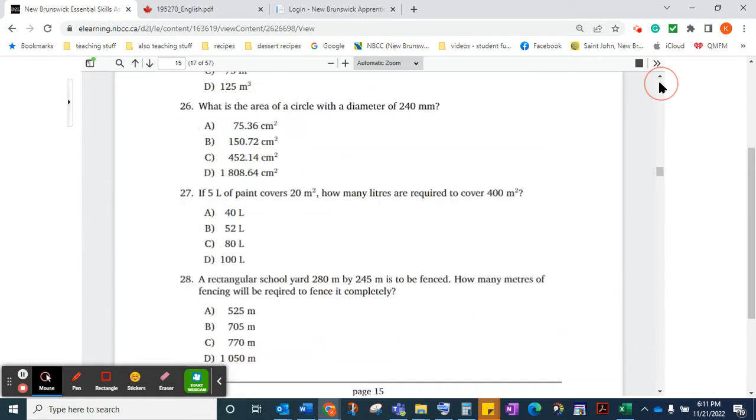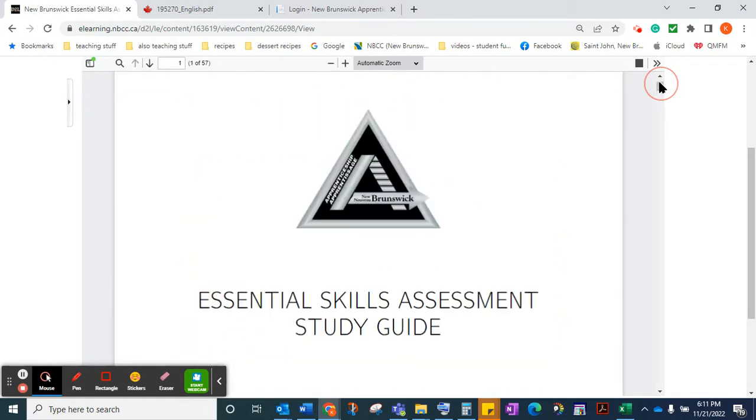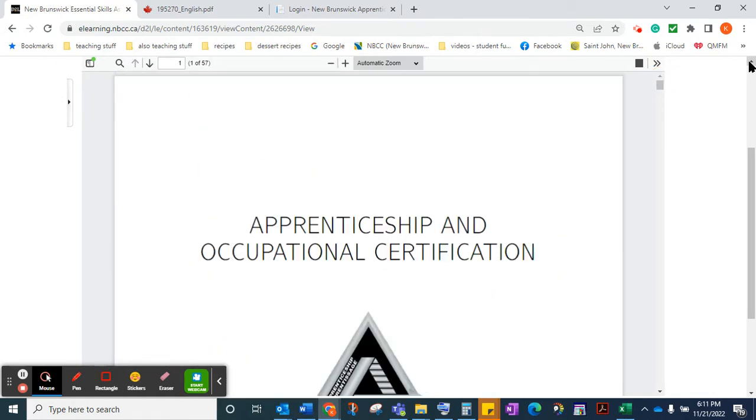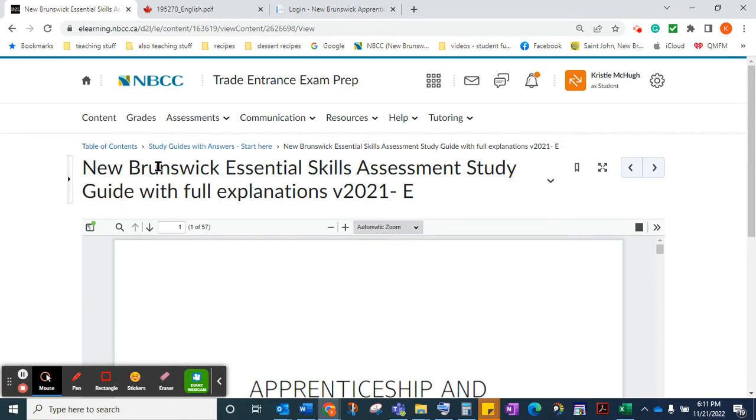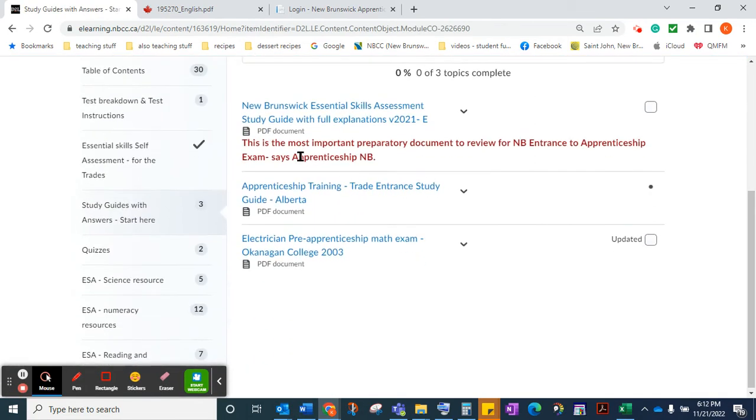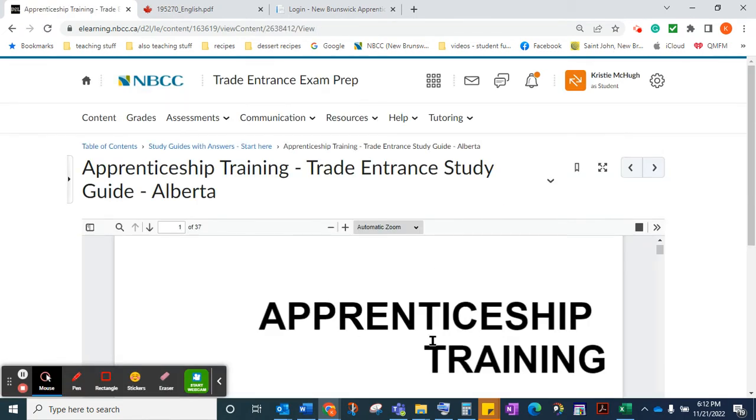It is by far the tool. I don't necessarily agree, but it's what apprenticeship thinks you should be doing to get ready. That one. There's also, second one down, a very similar one. It's a bit older, out of Alberta.